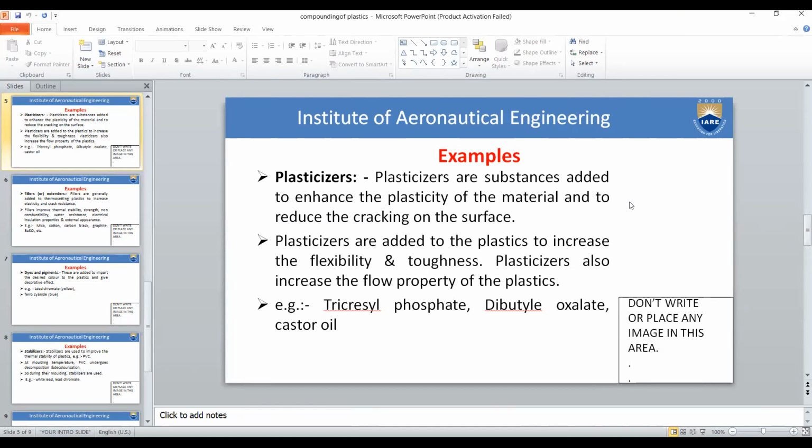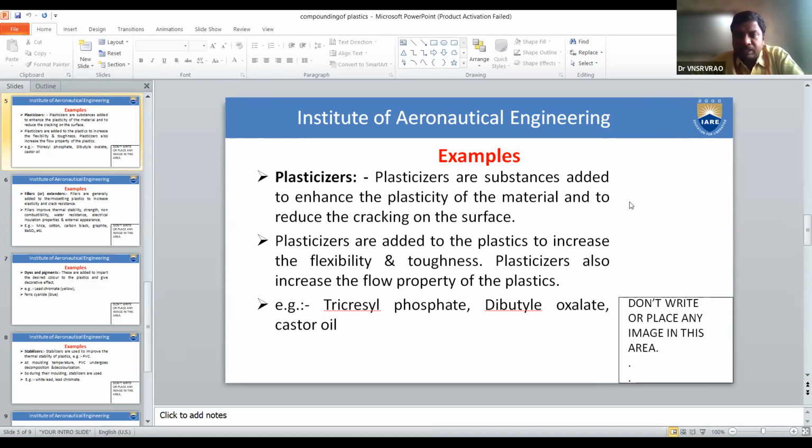Plasticity of the material. Plasticity is defined as the substance being molded into the desired or required shape by applying temperature and pressure, in the presence of a catalyst. That is called plasticity. Such plasticity is present in plastics because the flexibility of plastic is very high. Because of that plasticity, plastic can be molded into the desired shape.